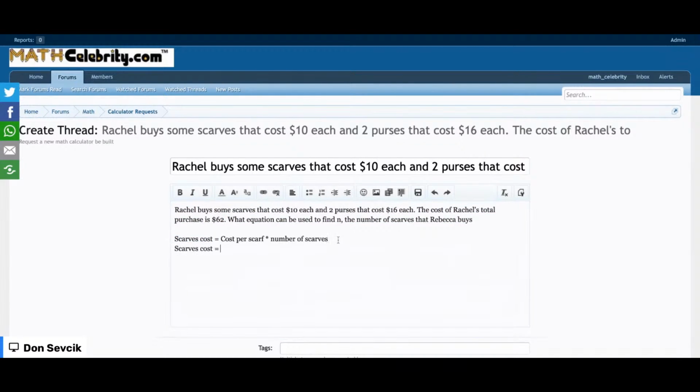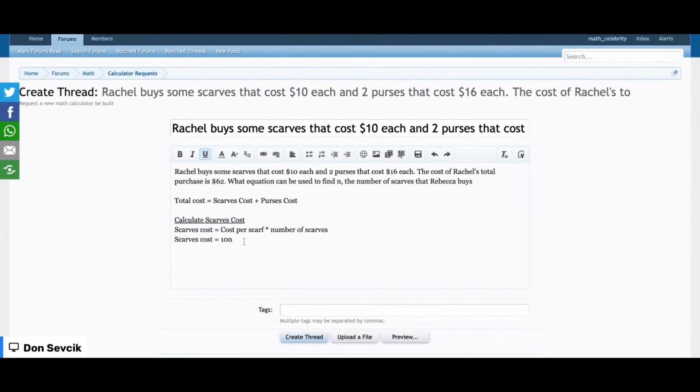I want to break this out. So cost per scarf is $10 each. And n, we're told n is the number of scarves that Rebecca buys, so it's 10n. Calculate scarves cost. Total cost equals scarves cost plus purses cost. Start here.